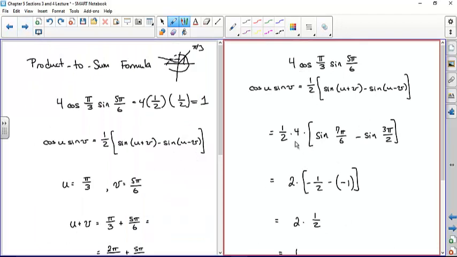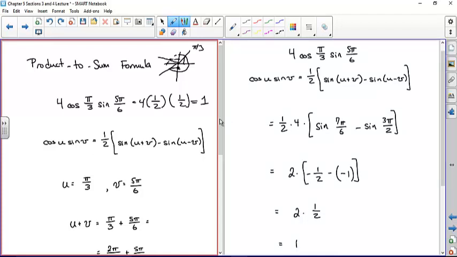So what I get is the product to sum formula says 1 half, so I get a 1 half times my original constant 4, the sine of 7 pi over 6, which is negative a half. And so again, you can get that off your unit circle. 7 pi over 6 would be here, and that would go over to a y coordinate of negative a half. So I get negative a half, and then I subtract the sine of 3 pi over 2, or the sine of negative pi over 2. It's negative 1. So you get negative 1 plus 1, which is 1 half. 2 times 1 half is 1, which is exactly what we got originally.